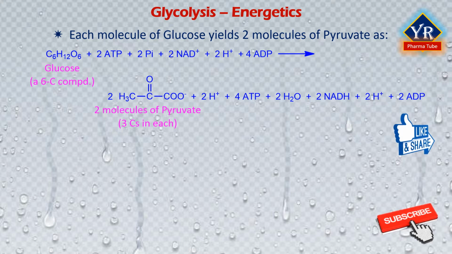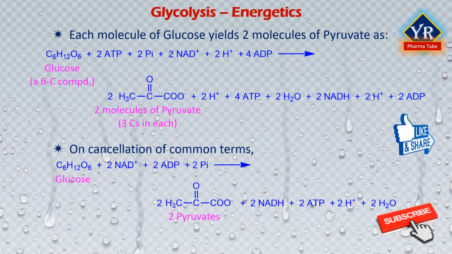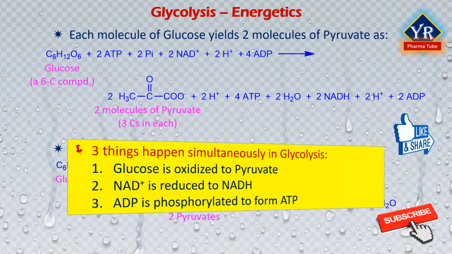the equation here, where glucose utilizes 2 molecules of ATP, 2 monophosphates, 2 NAD+, 2 protons or H+, and 4 ADPs to give 2 molecules of pyruvate, 2 protons, 4 ADPs, 2 molecules of water, 2 NADH, 2 protons and 2 ADPs. On cancelling the common terms, we get the net equation for the transformation of glucose into pyruvate as shown in equation 2. Thus, 3 things happen simultaneously in glycolysis.